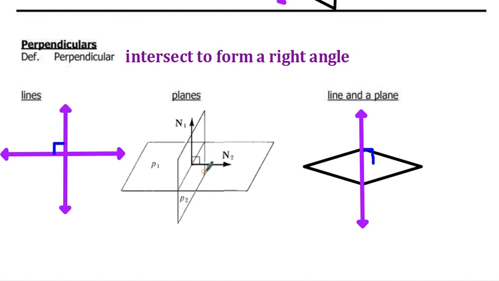We also have perpendicular planes. The picture might look a little bit weird, but if you look right here, you'll see that there is still a right angle being formed where they meet. And then the last one, we can have a line and a plane that are perpendicular. This can be a little hard to visualize. We've got a line coming straight out of the plane, and again, they're meeting at a right angle.